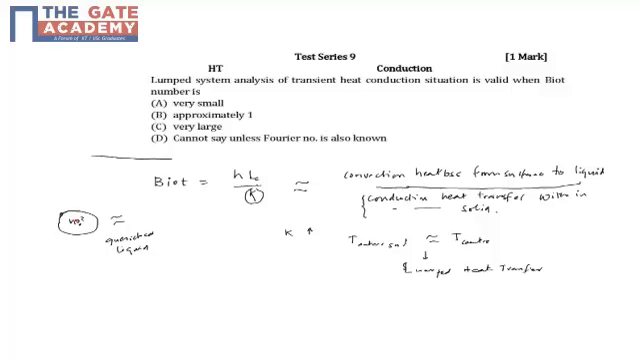So k has to be very large and the Biot number has to be very small, ideally 0, but that is hardly achievable. So the Biot number is very, very small if k is very large, and that corresponds to lumped heat transfer analysis. So the answer for this is A.